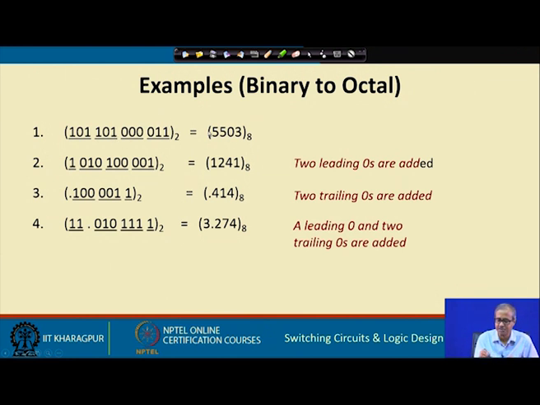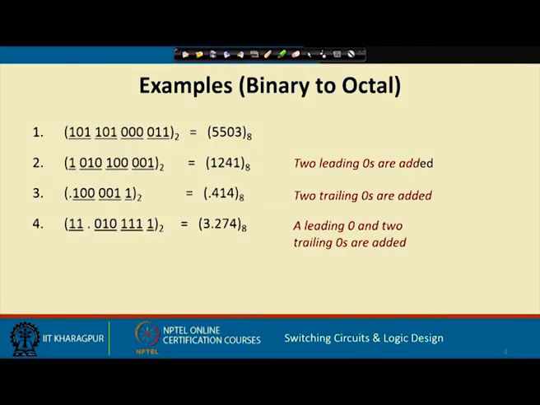Now you can see the advantage of octal. I said octal is a way to represent a binary number in a compact way. This is why I said that. There is a one-to-one correspondence. For conversion, you do not have to carry out any multiplication or division like in decimal to binary or binary to decimal.